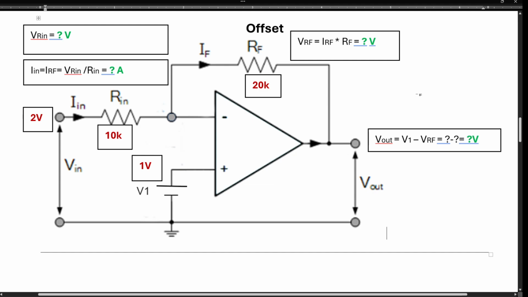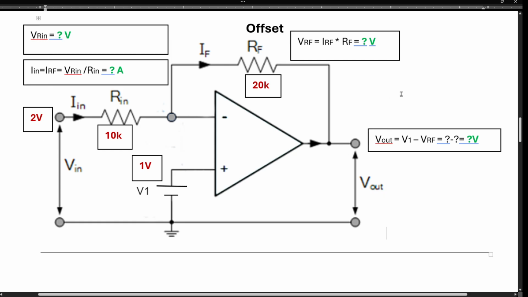Okay, let's analyze this circuit. We have an op-amp in a configuration of inverting amplifier. So the feedback is 20 kilo divided by 10 kilo. The gain is this over that. That gives us 2. So 2 times 2 should give us negative 4 volts, right?